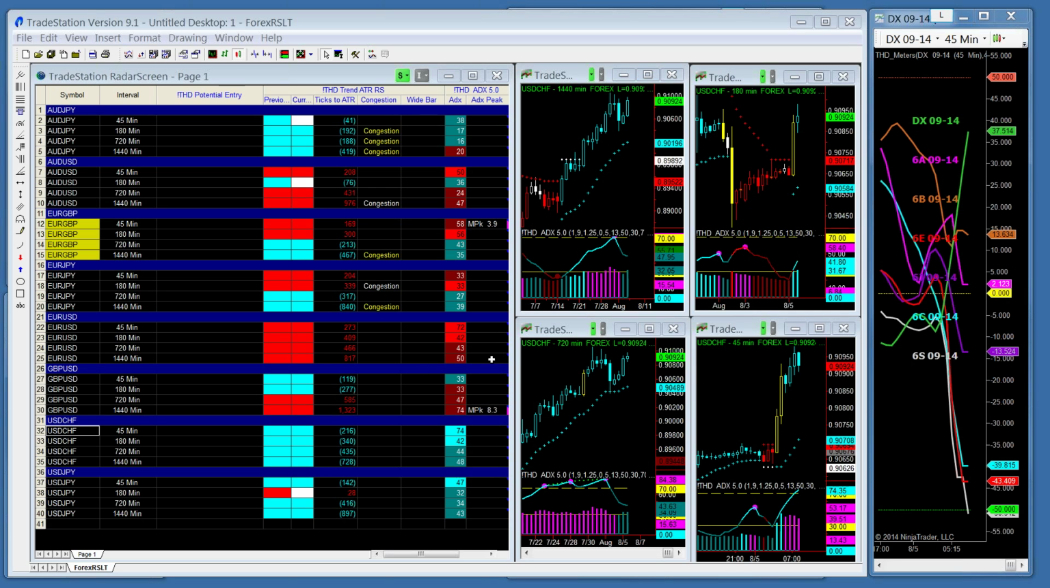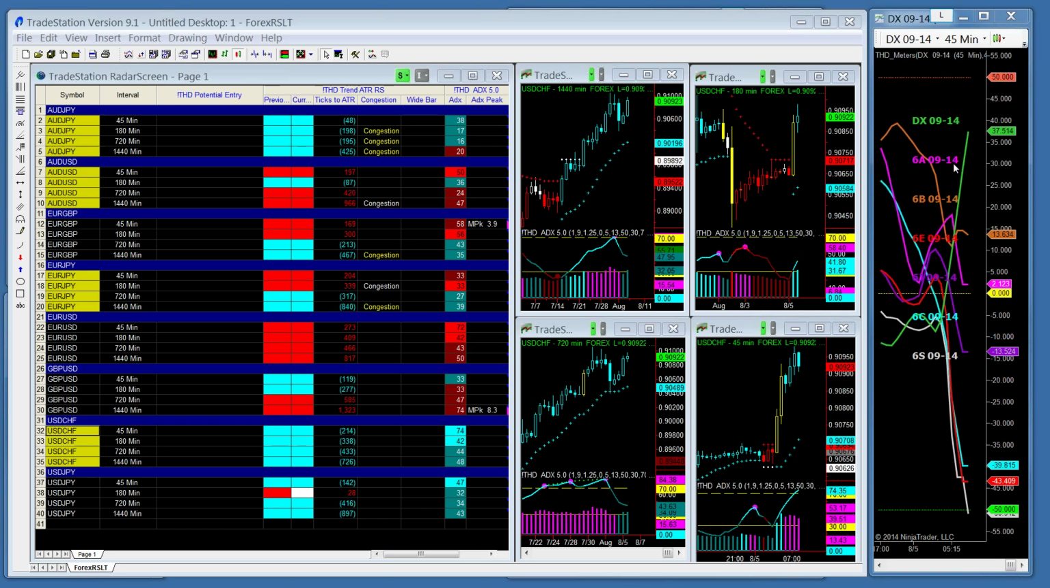The first thing I want to do is go through some of the Forex pairs. And if you notice, I have TradeStation opened over on the left, and then over on the right I'm actually monitoring the currencies using the THD meter.